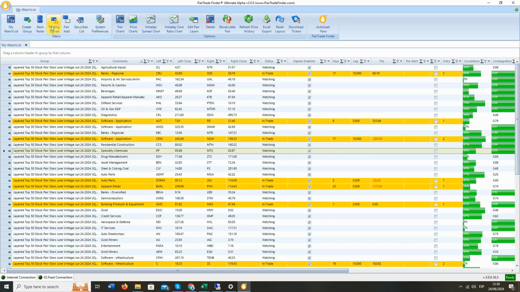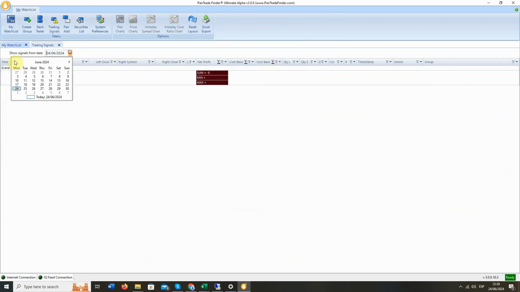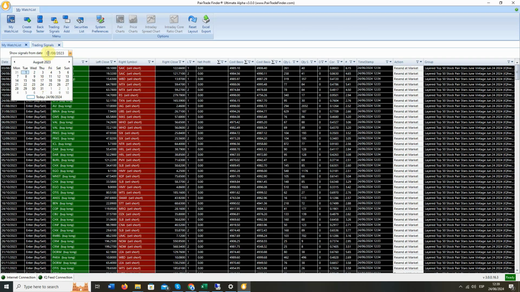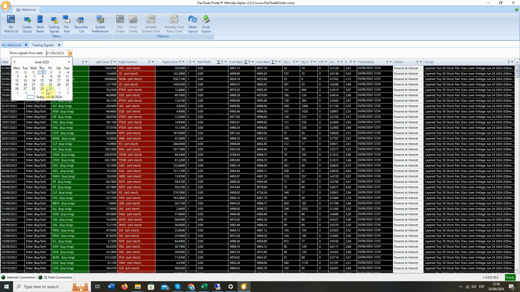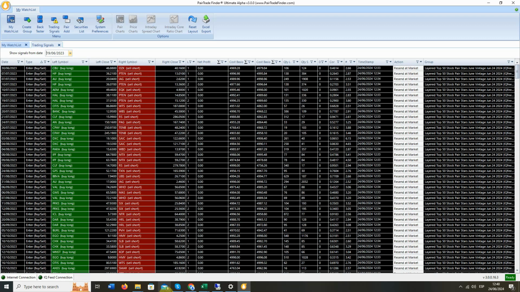So if we were to just go to trading signals, go back a little while, you can see all of the signals that these pairs would have generated and that form the backtest that we're looking at. So this is from 1st of August 2023. If we go back to June, I think these launched on the 19th. So if we go back to the 19th, here you would have the last year of trade signals, and you can Excel export these. So I've done that.